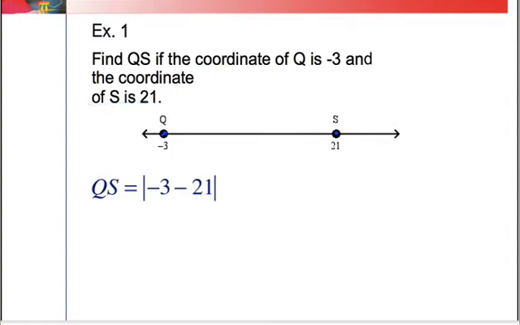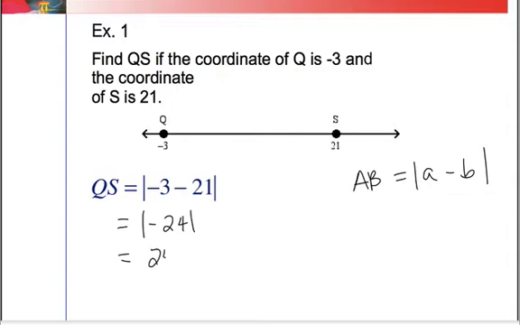So remember what our formula said? Our formula said that the length of AB was equal to the absolute value of A minus B. So here we have Q and S, so it's basically the same thing. It's going to be the absolute value of -3, which is the coordinate of Q, minus 21, which is the coordinate of S. So if we simplify this, -3 minus 21 is -24. And then, of course, we take that absolute value. The absolute value of -24 is 24.